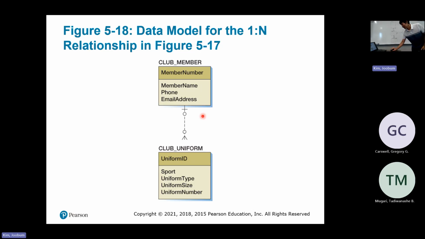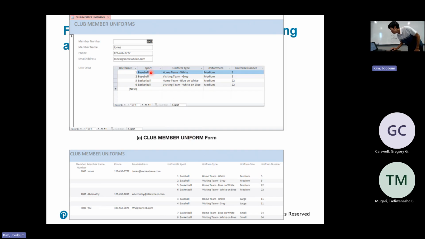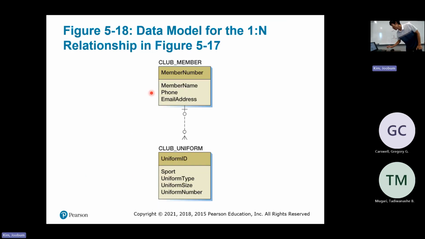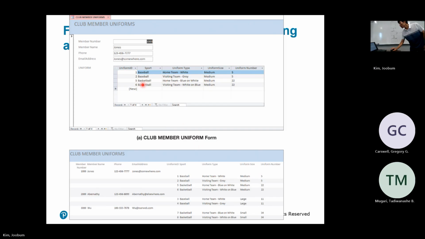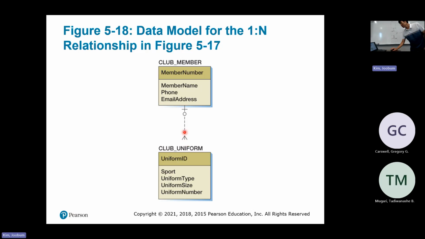Okay, then optional means, maybe in this case, baseball and basketball are just the two sports. Jones joined two sports, but maybe volleyball is another option, and Jones doesn't have the volleyball uniform data. In that case, it can have a zero. Or the volleyball uniform doesn't belong to anyone. In that case, it will be zero, optional. So one to many.